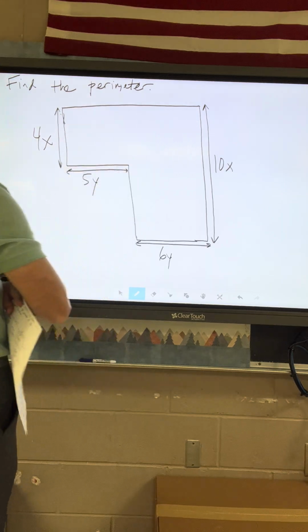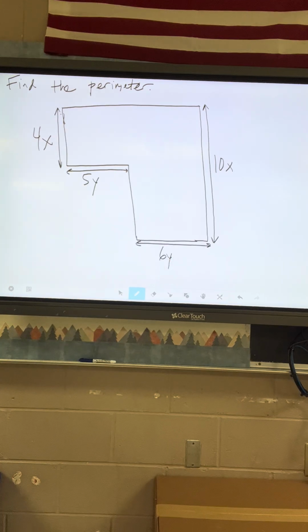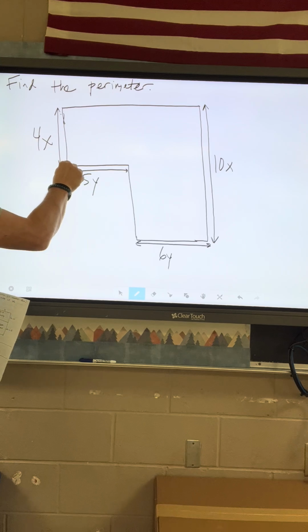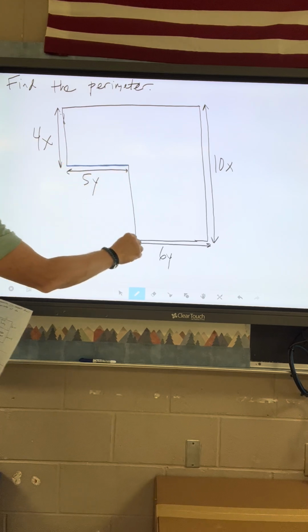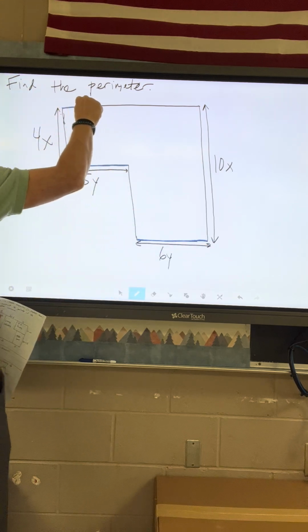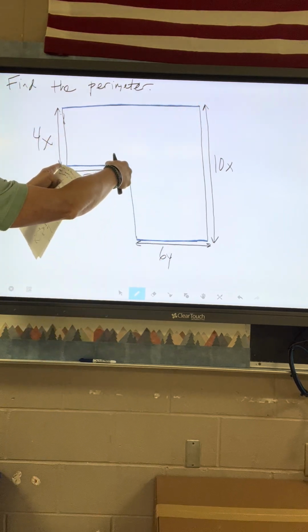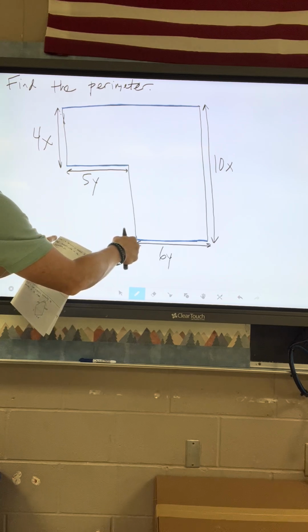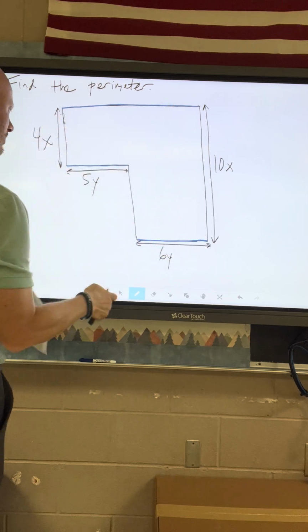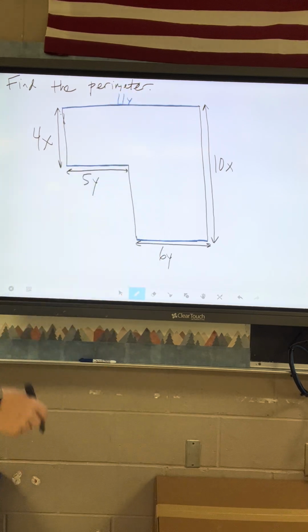Is there anything that they gave you already that could be like a clue that will help you figure out what this side is? Okay, all right. Well, hopefully you realize that this right here added to this right here will actually give you this entire side right here. So I'll take this and add it to this. It'll actually give me this whole side. So 5y plus 6y gives me this 11y up here.